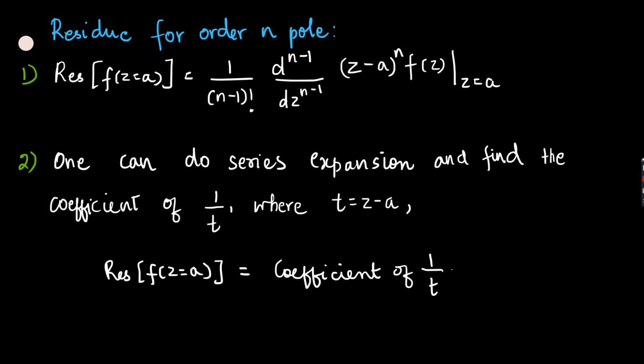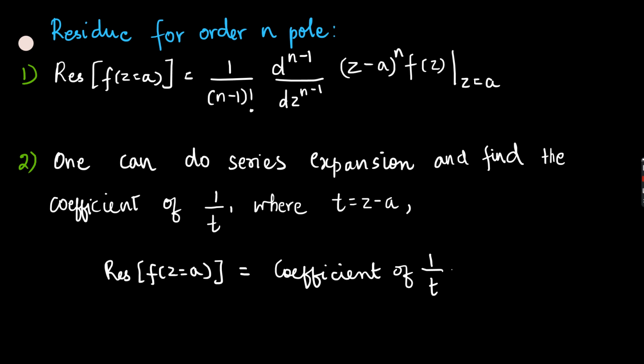The residue of a pole of order n is given as this. The first one is the most basic formula used, and the second one can be used for sine or cos functions when required. It is not that you have to use this second formula always. If you feel that your calculation is getting too big, you can do a series expansion of the sine term or cos term, and then find the coefficient of 1 by t.